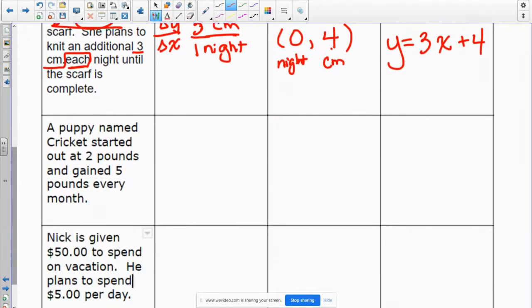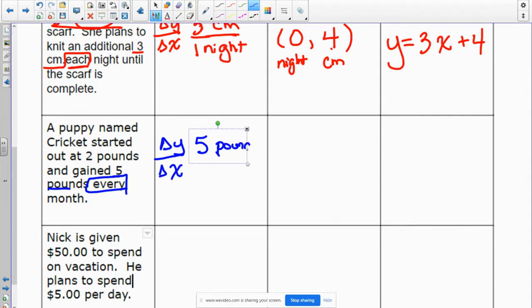Next problem. A puppy named Cricket started out at 2 pounds and has gained 5 pounds every month. So y over x, rise over run, I find that word every. So before that it says gained 5 pounds, so there's my top, 5 pounds. There's my line for every, and then month, 1 month. It doesn't say more than 1 month, it says a month.